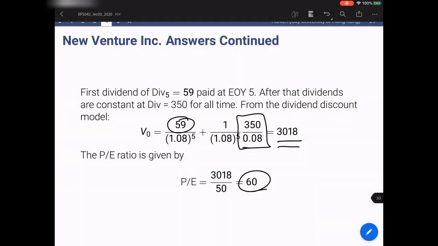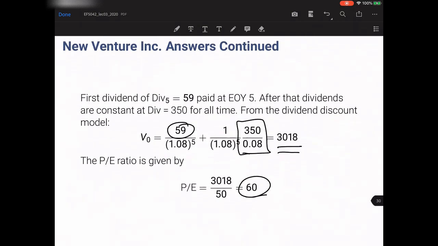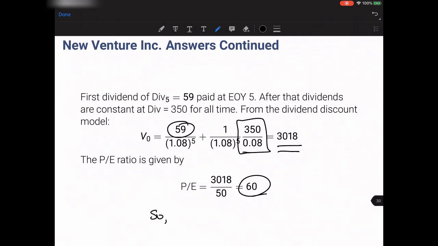So the takeaway here is that growth strategy impacts the P/E ratio.